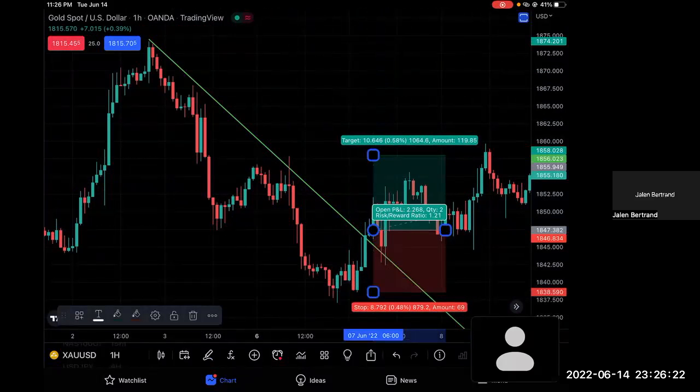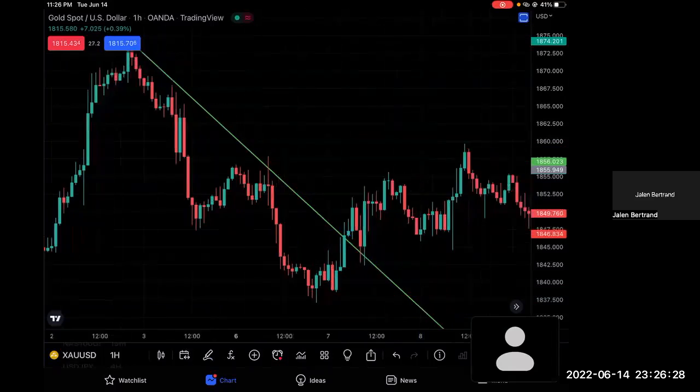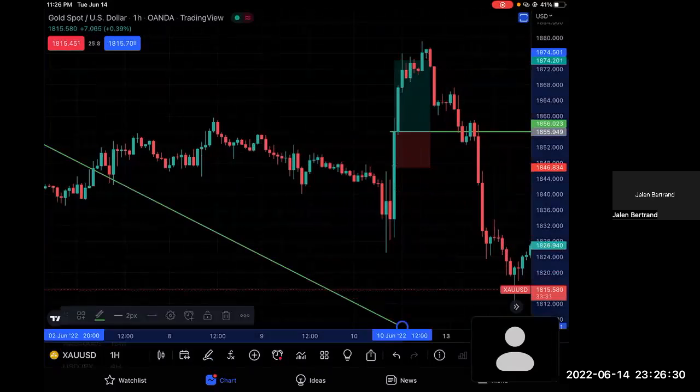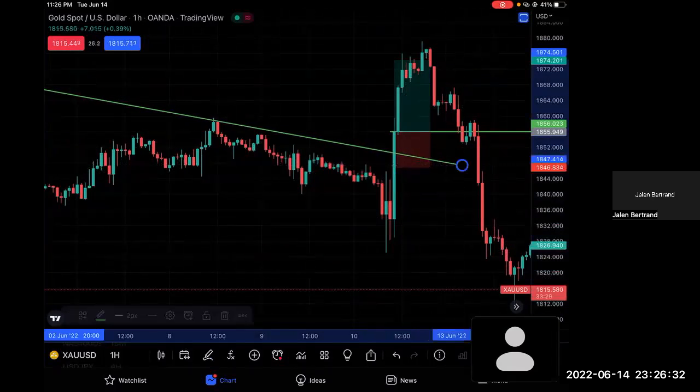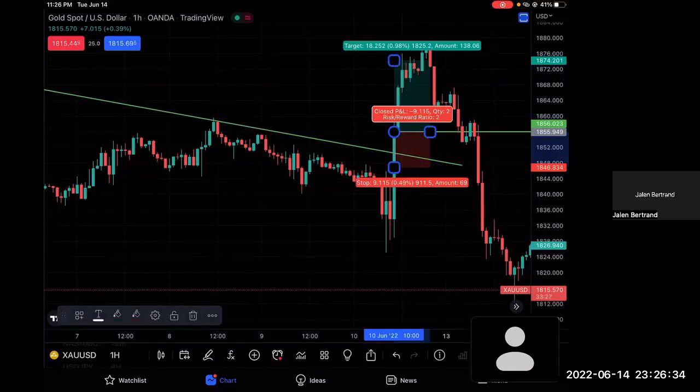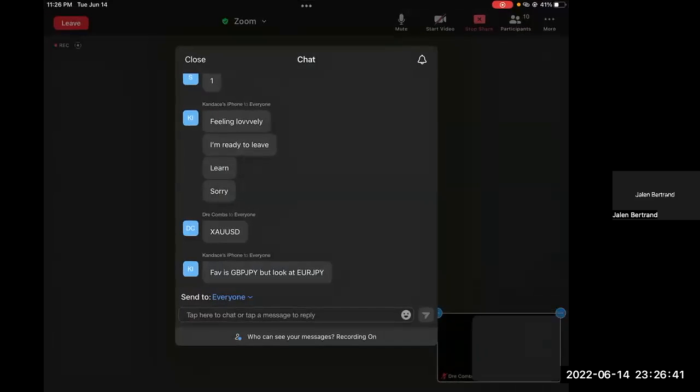Again, this is a 1-to-1, but this is just an example showing you the worst possible entry. You got a 1-to-1 at least. Then over here, off of the bigger break, what did you get? You had a 1-to-3. Another 1-to-1 off of the worst possible entry, but in reality, you had a 1-to-3. So does anybody have any questions so far?